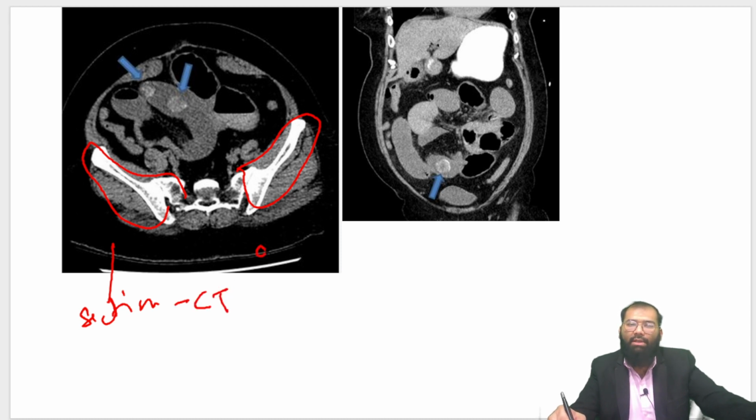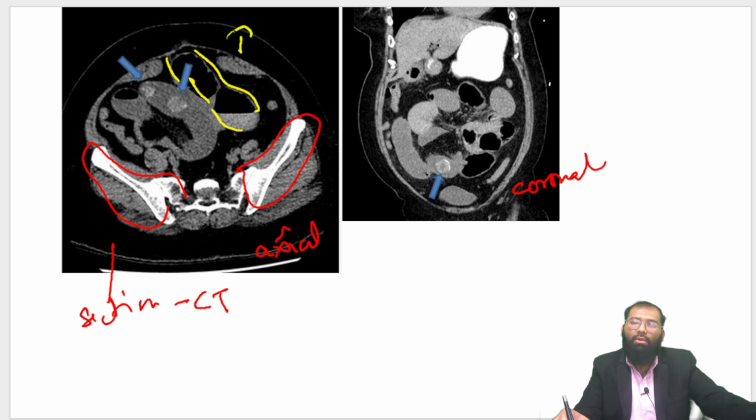So this is axial section of CT, and this is coronal section of CT. Okay, coronal section of abdominal CT. And what are we able to see? We are able to see that the bowel loops are dilated. So dilated bowel loops, number one, you are able to see dilated bowel loops.